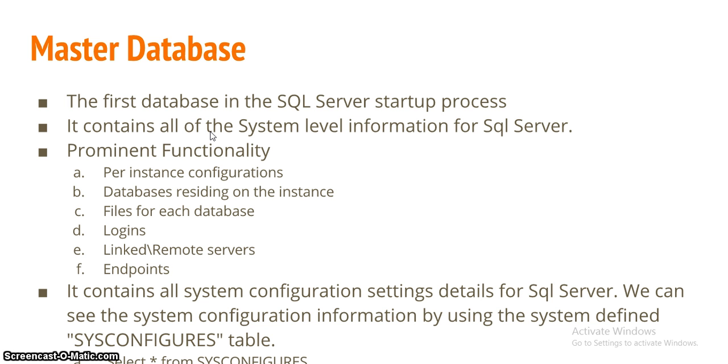It contains all the system level information for SQL Server, such as instance configurations, databases residing on the instance, the files for each database, login details, linked remote server details and endpoints. So we will see a few system data components that are stored in the master database. Here it contains all the system configuration settings details for SQL Server. To see the system configuration information, we have a table called sys.configurations.